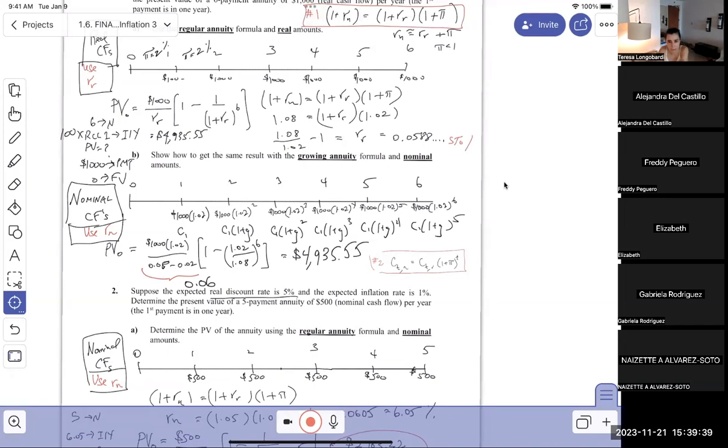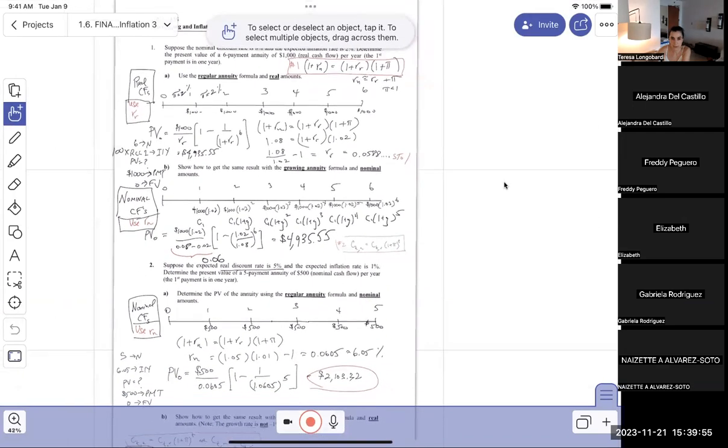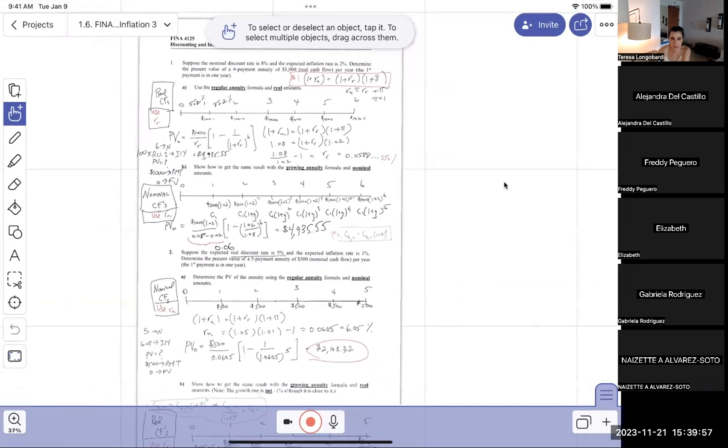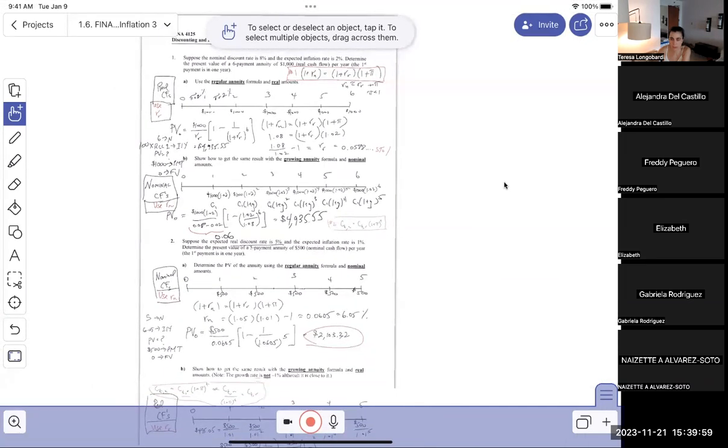For the review for test 3, there were problems on inflation and nominal and real. So you have to practice, but I think this is the best example to put everything on one page. If you're not indexed for inflation, you're losing. That's basically the takeaway here.